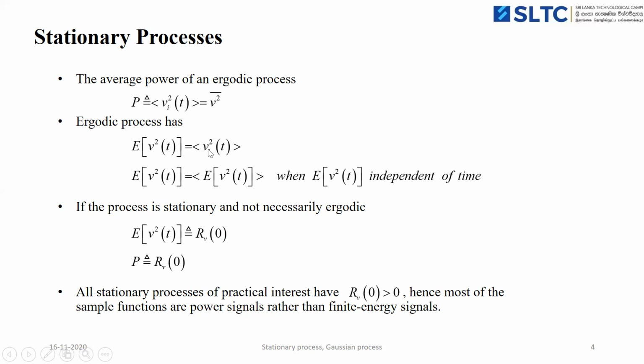And this v_i squared is replaced by v squared of t. So we are saying that the mean square value of the ergodic random process is equal to the expectation of v squared of t. Here we have to note down the notation we are using for averaging of the ergodic random process and averaging of the ensemble random process.